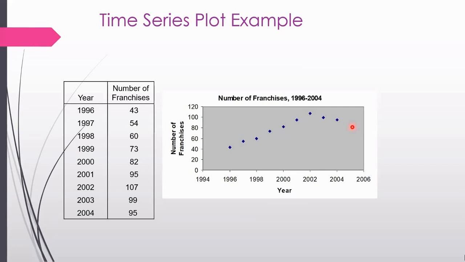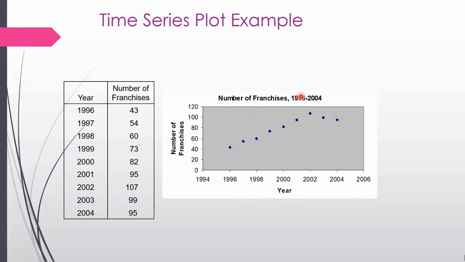Then here is another graph, where we take the time as yearly measurements and the number of franchises, right? So we are observing the changes in the number of franchises over the years from 1994 to 2006. So how are the changes? From 1994 to 2002, it is increasing linearly, and then it starts decreasing, right? From 2002 onwards, the number of franchises started decreasing.